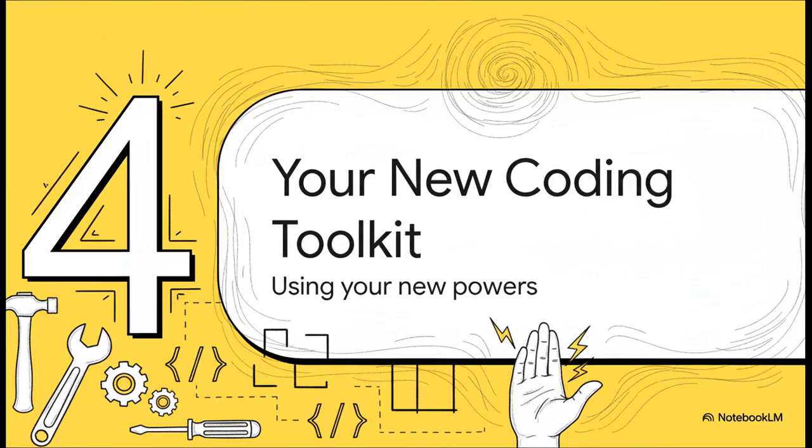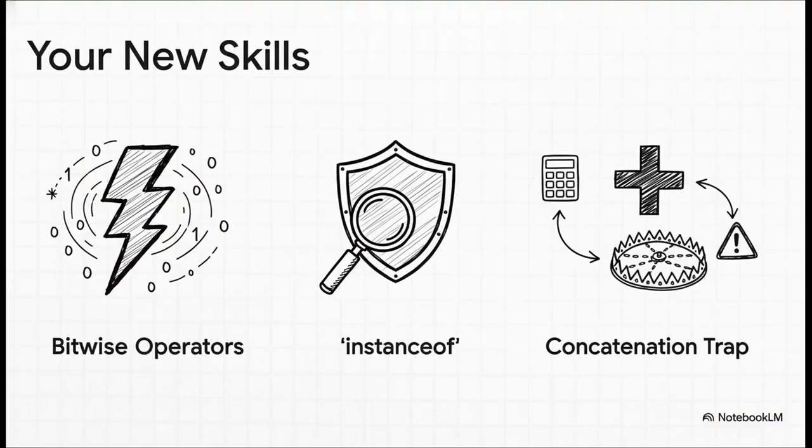So there you have it. We've gone from low-level bit shifting to high-level type checking and uncovered a common gotcha. Let's wrap all this up into a handy toolkit you can start using right away. So let's recap your new skills. You now know how to use Bitwise Operators when you need that extra bit of speed. You've got instanceof in your back pocket to write safer, more reliable code. And you're now fully aware of the concatenation trap, so that tricky plus sign will never surprise you again.